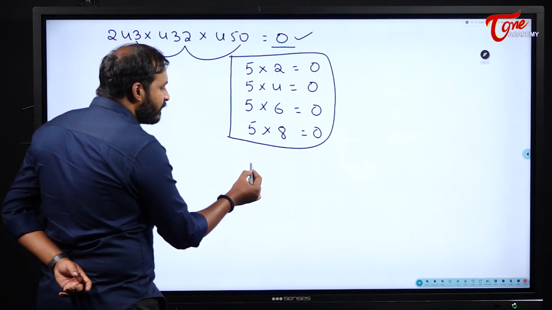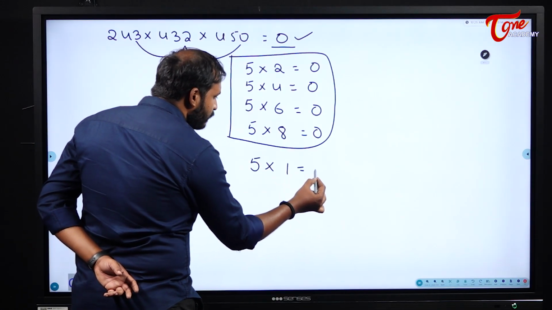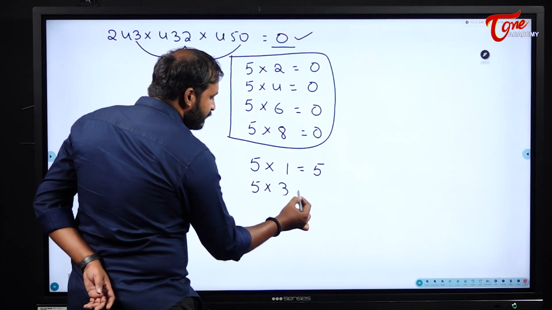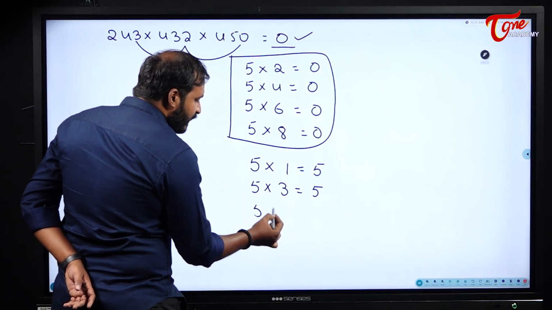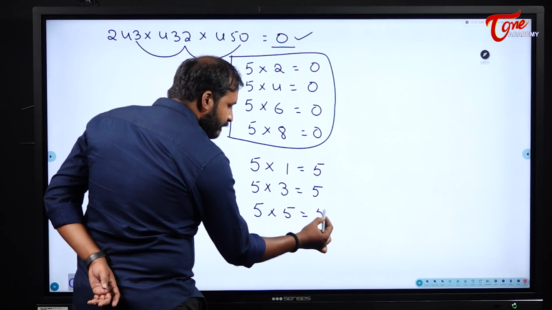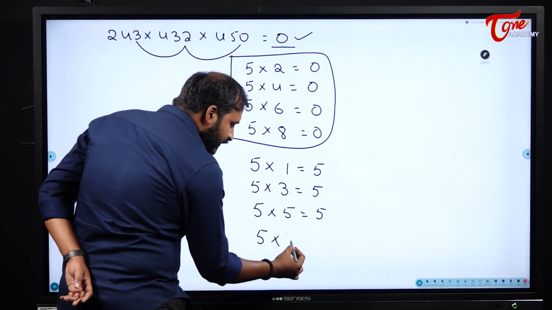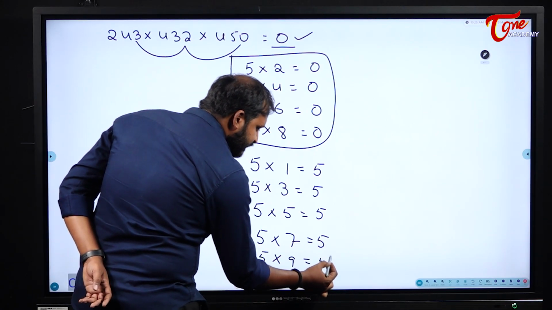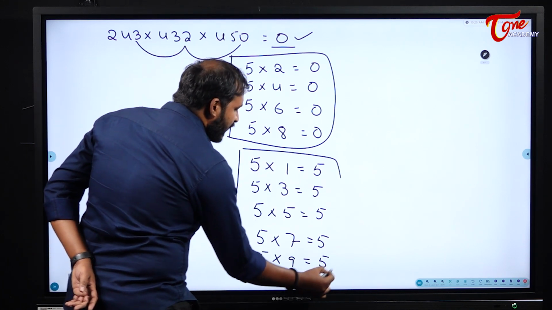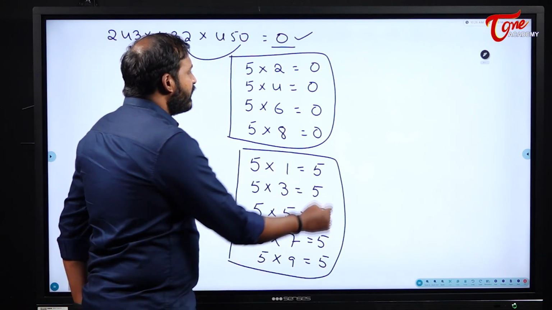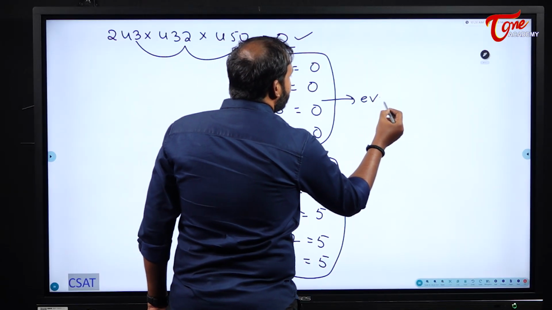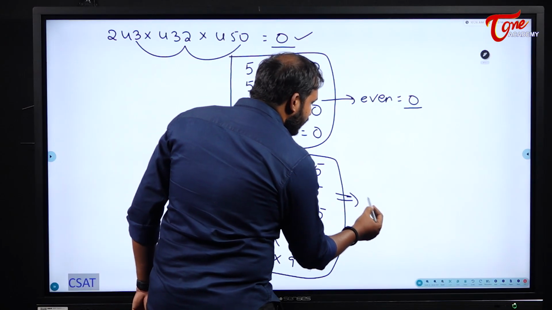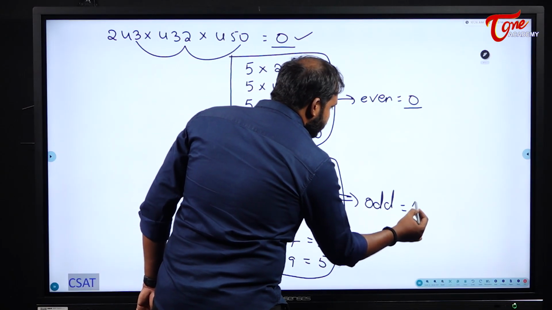And similarly, when we multiply 5 with the odd digits, 5 1s are 5, 5 3s are 15, units place is 5. 5 5s are 25, units place is 5. 5 7s are 35, units place is 5. 5 9s are 45, units place is 5. That means when we multiply 5 with any even digit, we will get the units place as 0. And similarly, when we multiply 5 with any odd digit, we will get the units place as 5.